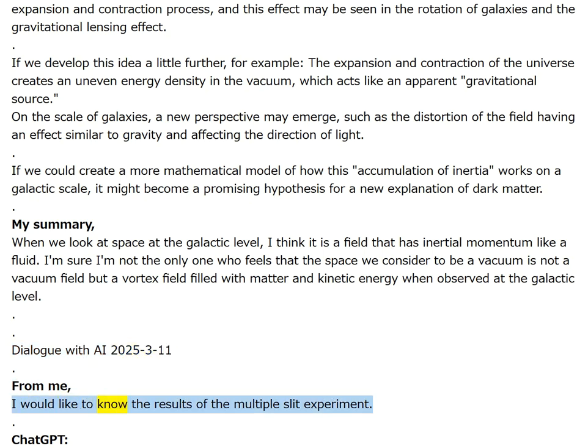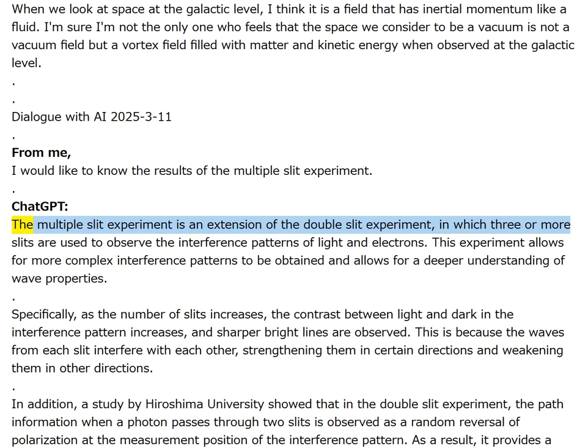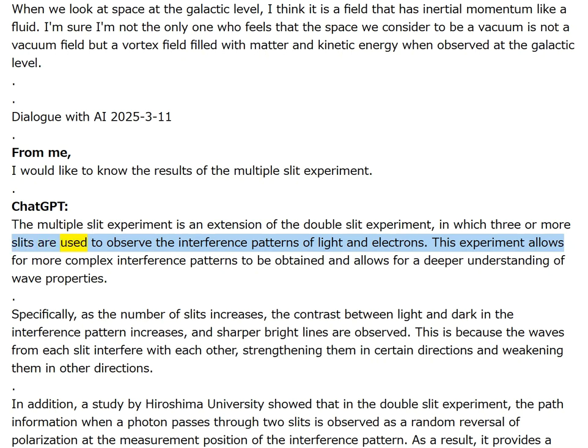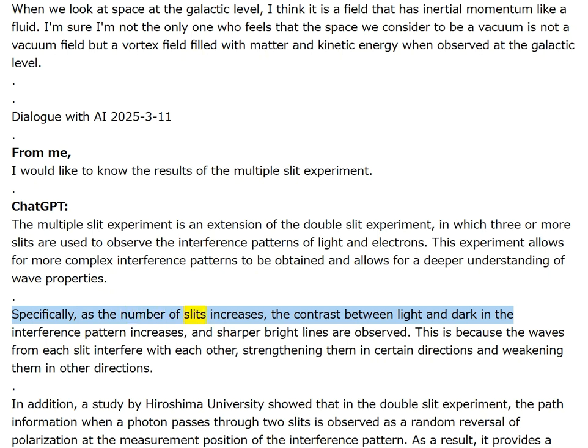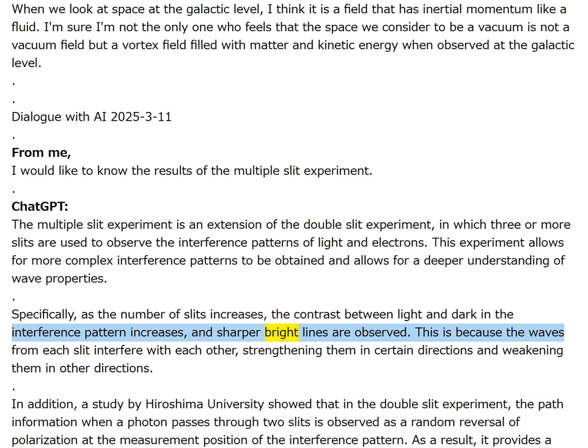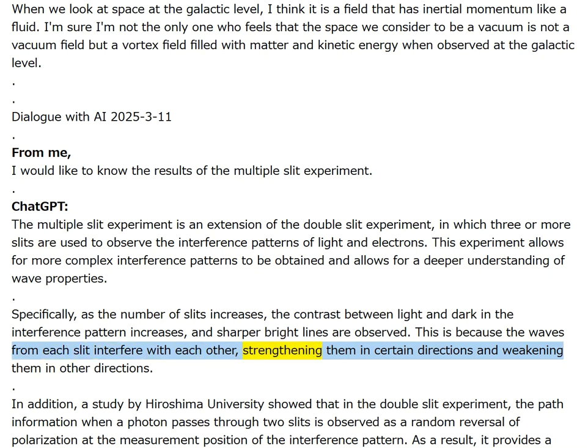From me, I would like to know the results of the multiple slit experiment. ChatGPT: The multiple slit experiment is an extension of the double slit experiment, in which three or more slits are used to observe the interference patterns of light and electrons. This experiment allows for more complex interference patterns to be obtained and allows for a deeper understanding of wave properties. Specifically, as the number of slits increases, the contrast between light and dark in the interference pattern increases, and sharper bright lines are observed. This is because the waves from each slit interfere with each other, strengthening them in certain directions and weakening them in other directions.